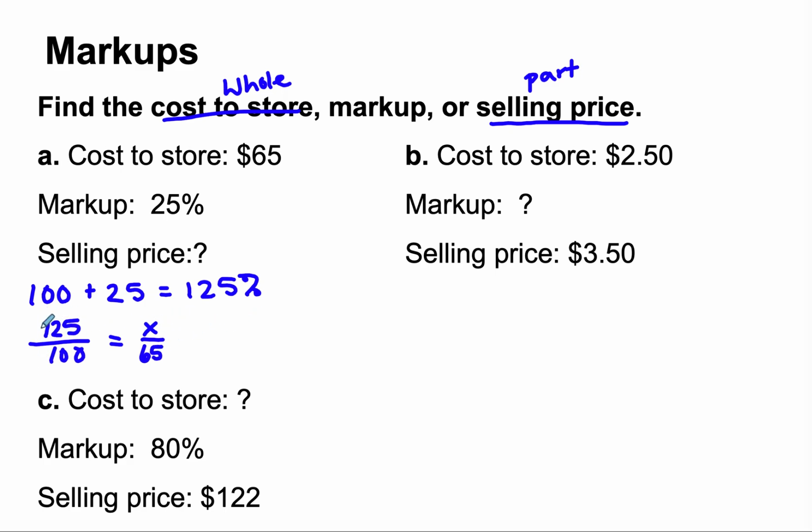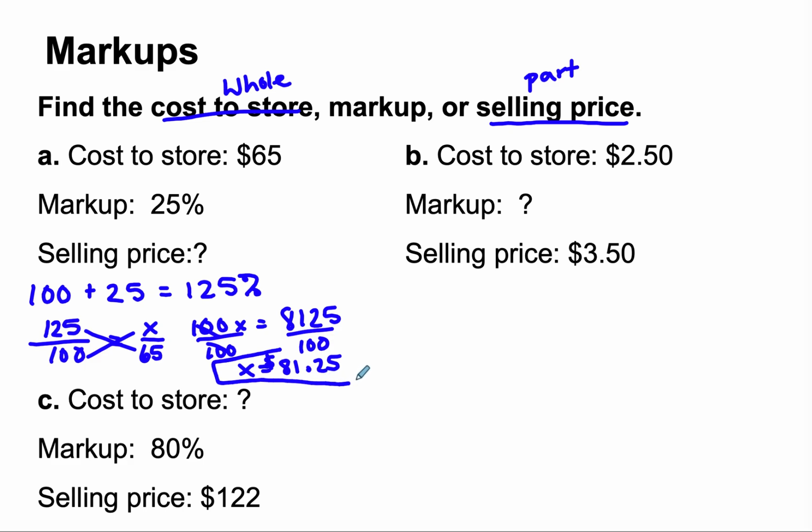I don't see easy multiplication patterns, so I'm going to do cross products. So let's see, 65 times 125 gives me 8,125. So I have 100x equals 8,125. We're going to divide both sides by 100 to get the x by itself. And I end up with x equals $81.25. Don't forget the dollar sign on your final answer.